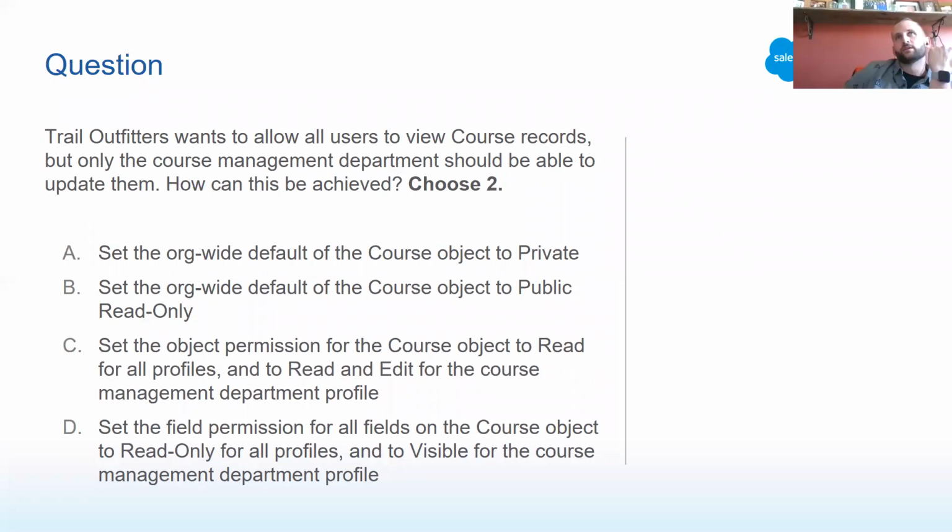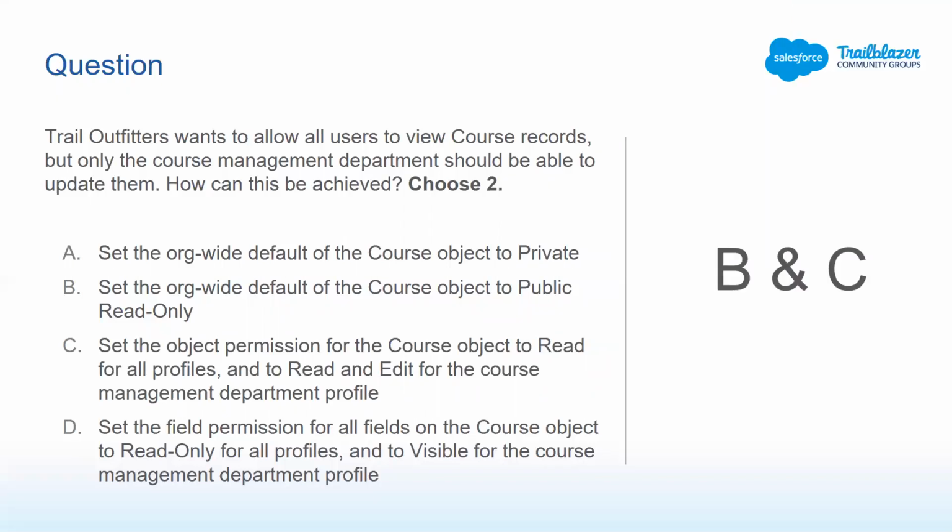Is it B and D? No. No. No. C. C. Yeah. B and C. So, for all fields on the course object, it's talking about the fields in option D, and not the actual records themselves.